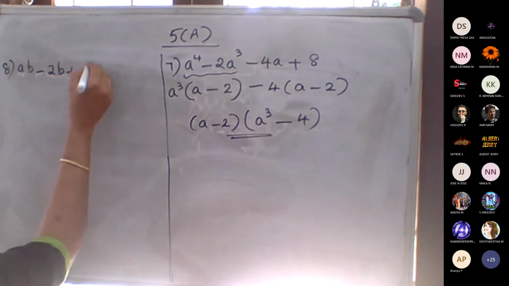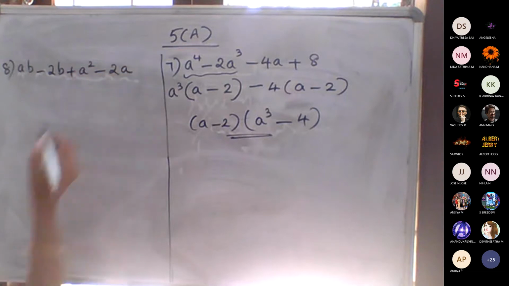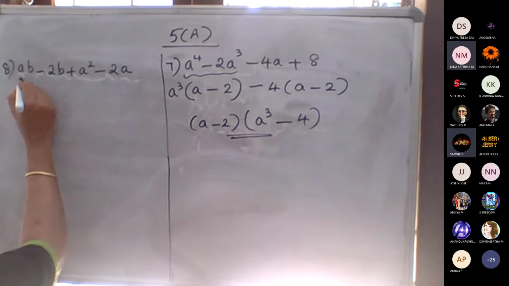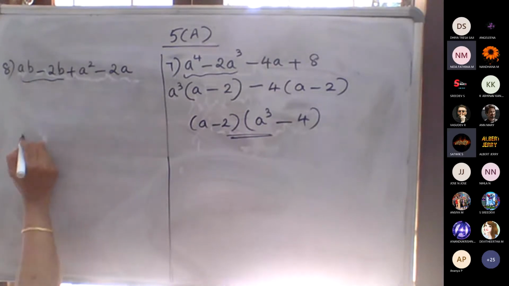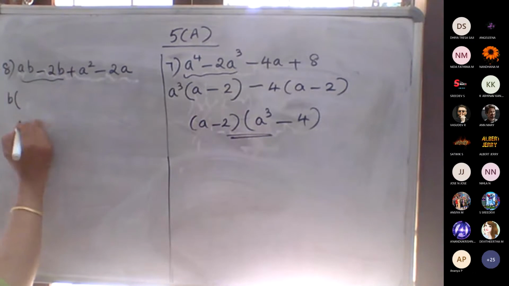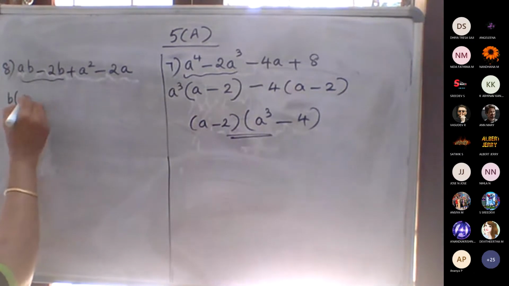Do slowly, listen carefully and do it. 8th question: ab minus 2b plus a square minus 2a. Tell me. Ma'am, we can take common a from that, ab and ab minus 2a. Okay, which one can we take common? b. If we take b common, balance will be a minus 2.